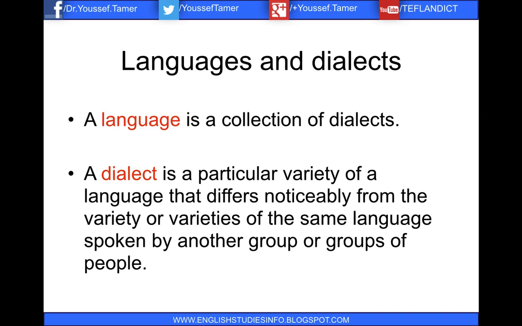Now, as a way of defining this concept, we can say that language is a collection of dialects. It includes many dialects, while a dialect is a particular variety of a language, like Moroccan Arabic, Tunisian Arabic, or Libyan. It's one particular variety of language that differs noticeably from the variety or varieties of the same language spoken by another group or groups of people. If you take, for instance, Moroccan Arabic and compare it to Saudi Arabic, Iraqi Arabic, or Egyptian Arabic, there are some differences between all these dialects among each other.